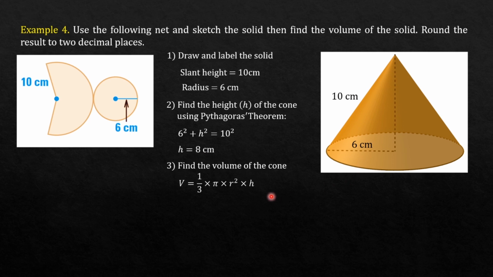Now we'll find the volume of the cone, which is 1/3 pi r squared height. Substitute your numbers. The radius is given as 6 centimeters, and the height of the cone is 8 centimeters. And we'll find the volume is 96 pi, or 301.59 cubic centimeters.